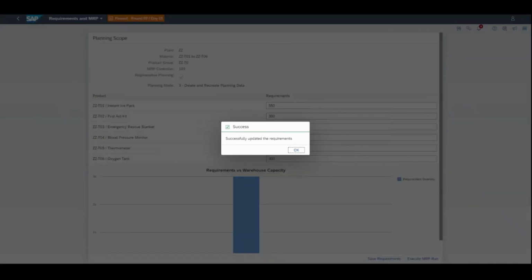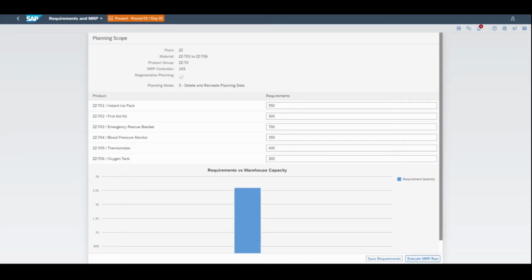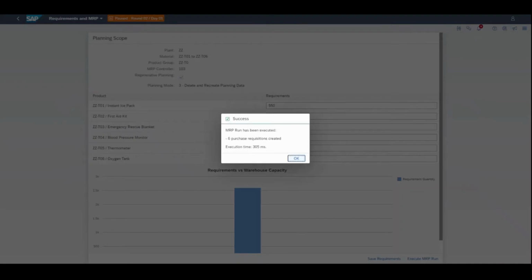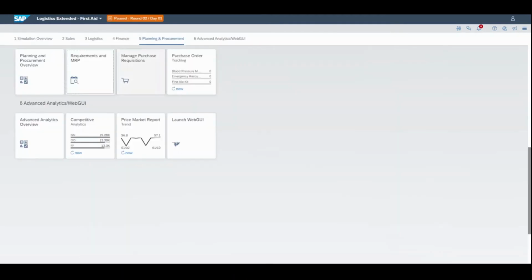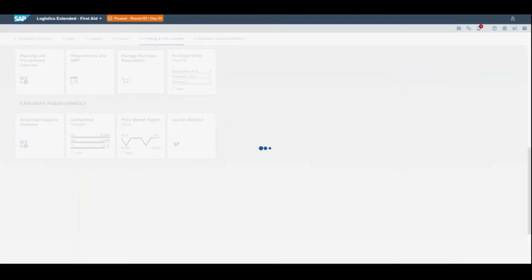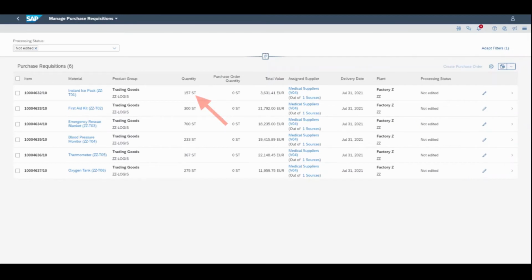Simply running MRP will not actually order the products needed. MRP serves to plan the material requirements. The procurement representative will have to convert purchase requisitions into purchase orders, PO, in the Manage Purchase Requisitions tile. The PO will then be automatically sent to the supplier. Let's see what the Instant Ice Packs purchase requisition is. As expected, it shows 157 units.